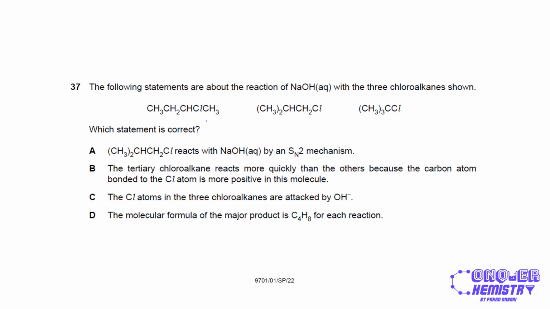So over here we have 3 halogenoalkanes, 3 chloroalkanes, that react with aqueous sodium hydroxide. It's going to be nucleophilic substitution. So which statement is correct? CH3CH2CH2Cl reacts with NaOH by an SN2 mechanism. Yes, because SN2 is for primary halogenoalkanes, and over here you can see that Cl is bonded to a carbon that is further bonded to just one other carbon. This is primary, so this will be correct.